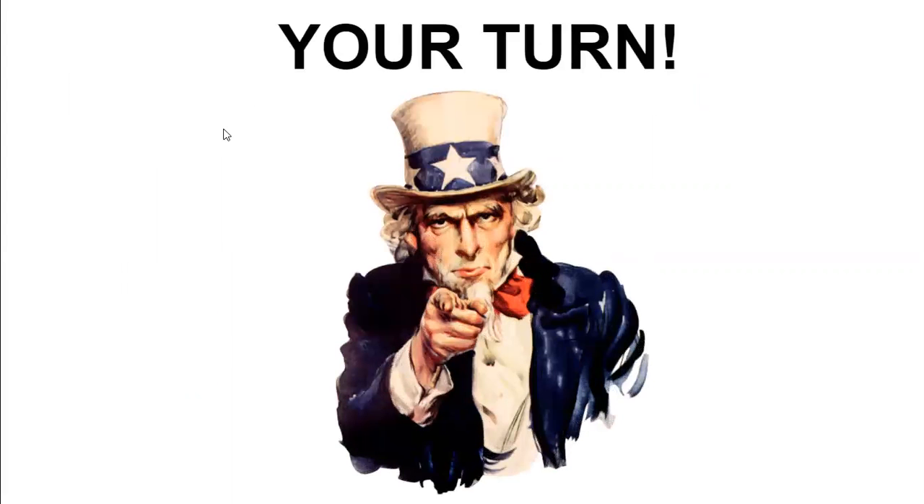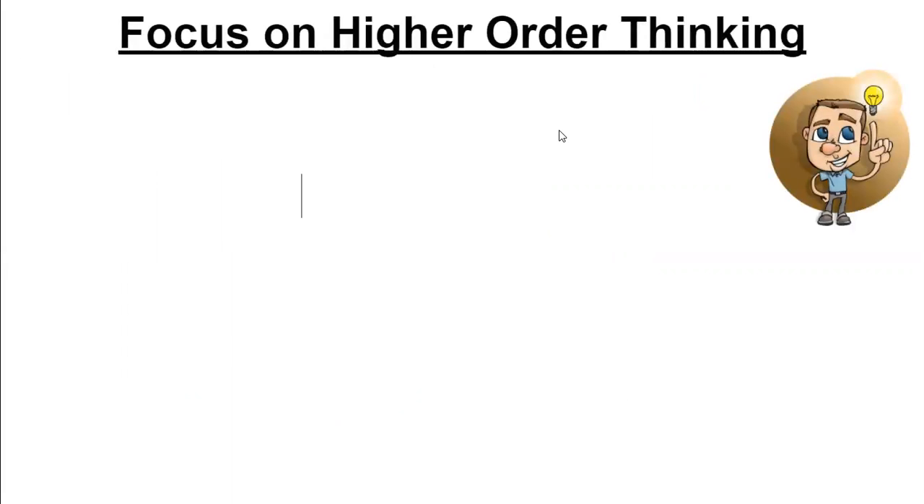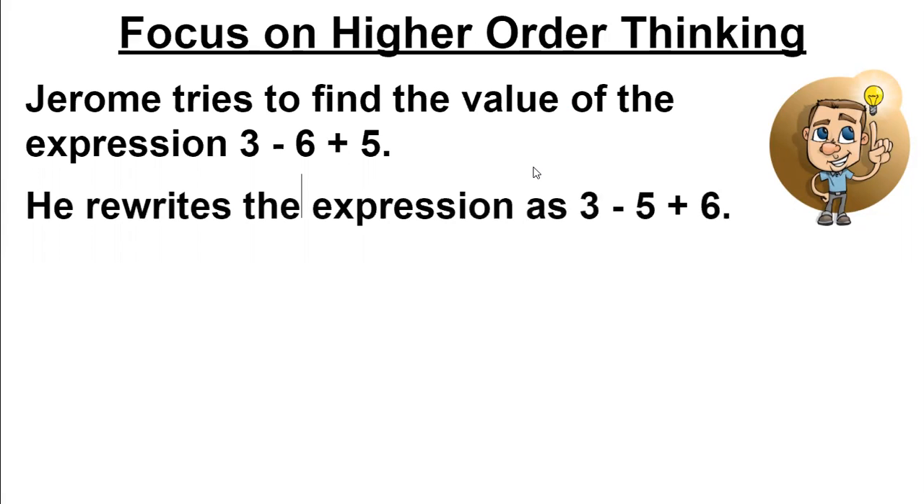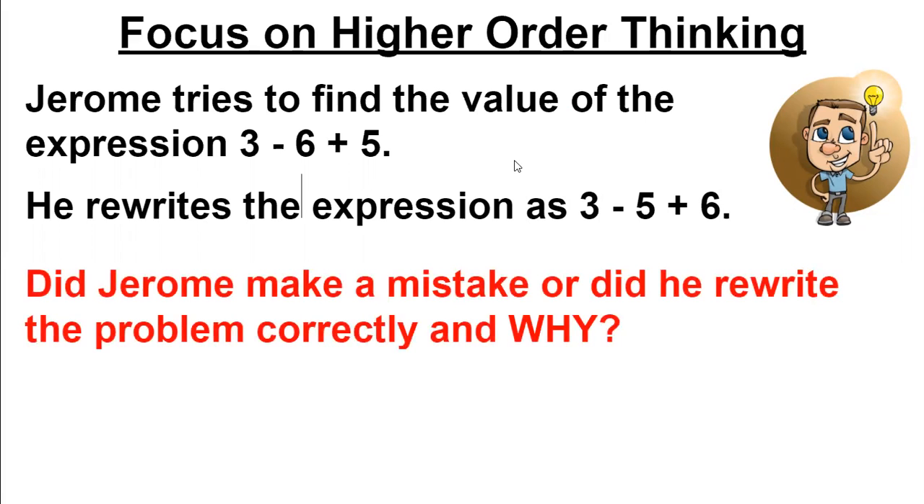Now it's your turn to give it a try. See you in a minute. Okay, how did you do? Hopefully good. Talk about a little bit of higher level thinking here. Jerome tries to find the value of the expression 3 minus 6 plus 5. So he rewrites the expression as 3 minus 5 plus 6. He wants to combine things that are the same. Question is, did Jerome make a mistake or did he rewrite the problem correctly, and why? What do you think? Did he do it correctly or did he do it incorrectly?